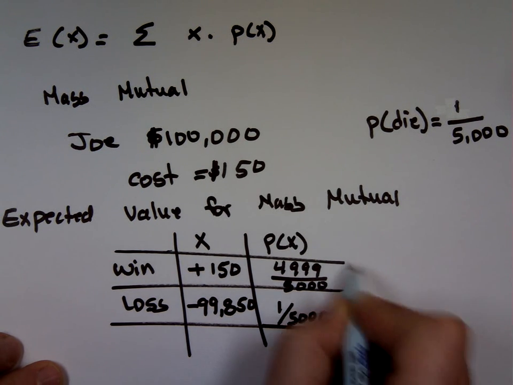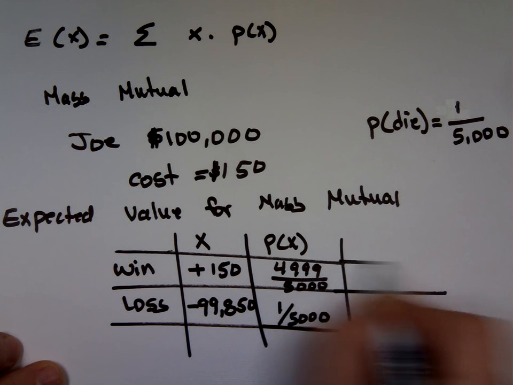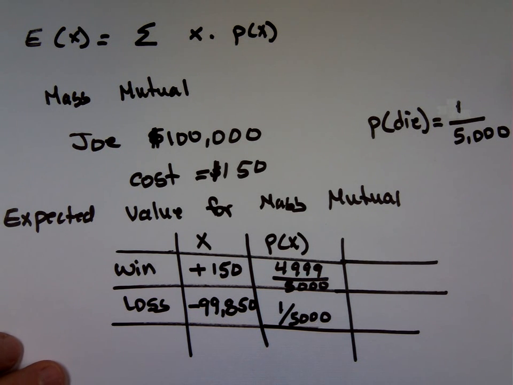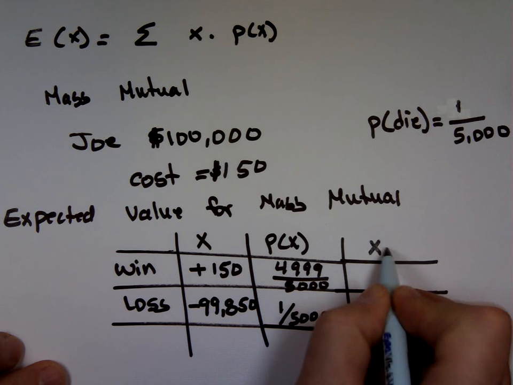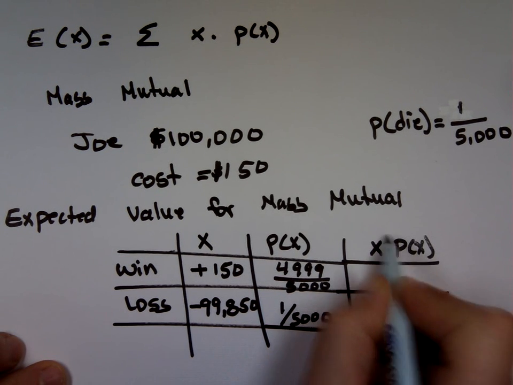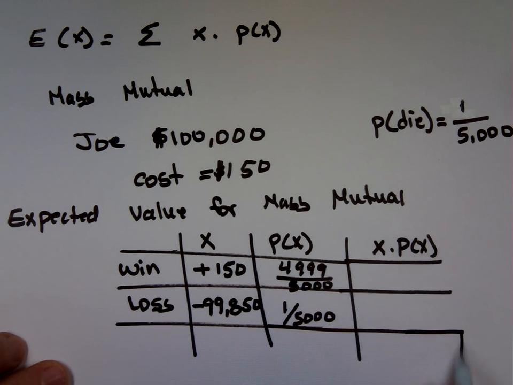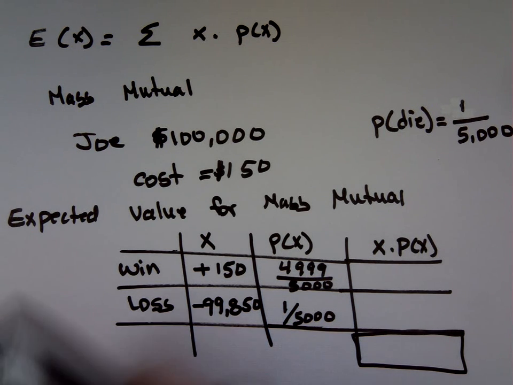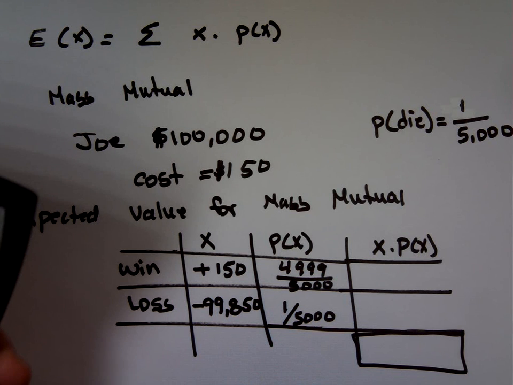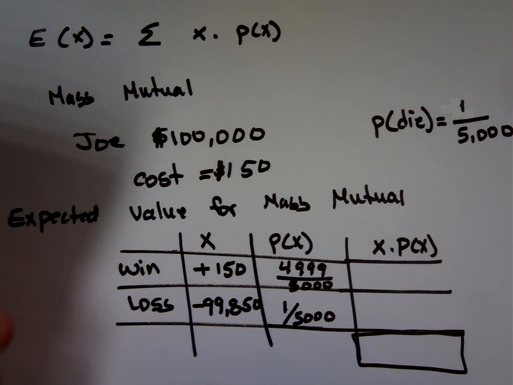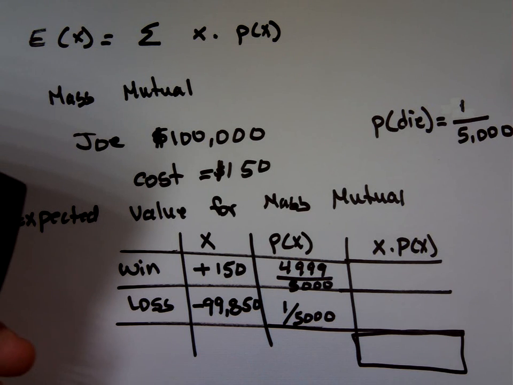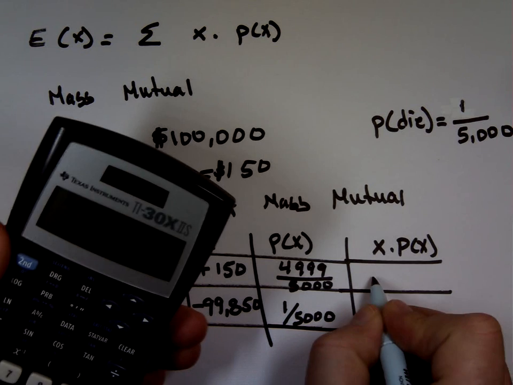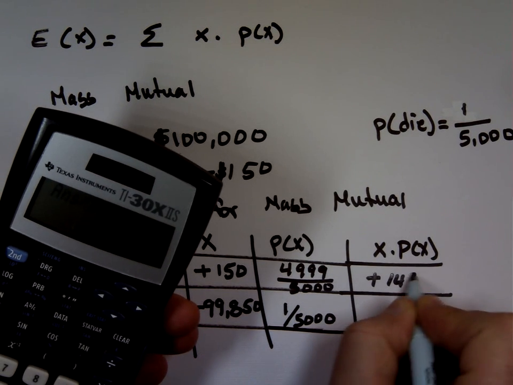We can convert these numbers now to percent if you want to. Let me find x times P of x. Why? Because if I add them, that's my expected value, which is the average. The average is the expected value. So let me go to my calculator and see if Mass Mutual is going to make money on that policy. 150 times 4,999 divided by 5,000. That number is positive 149.97.